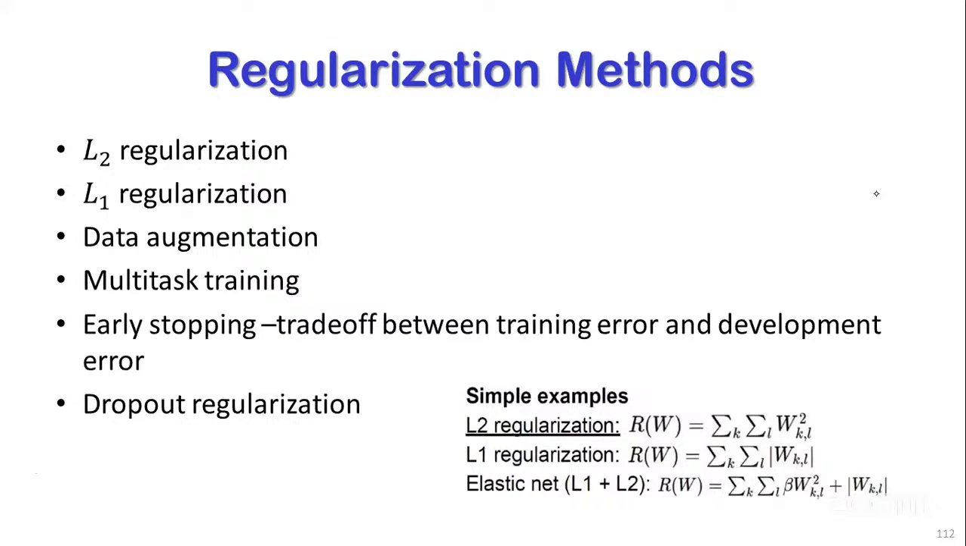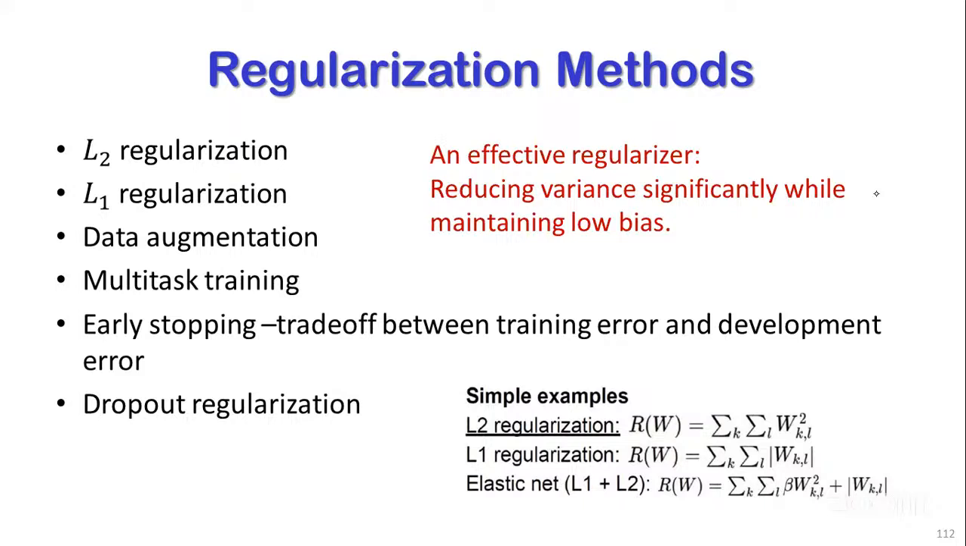Now, as I told you, there are many regularization methods. Here you can see so many: L2, L1, data augmentation, multitask training, early stopping, dropout regularization, right? So many. But remember that no matter what your regularizer is, the ultimate purpose of the regularizer is to reduce the variance, right? Because if you are putting in different training examples, you reduce the variance significantly while at the same time maintaining the low bias. That is what we want.